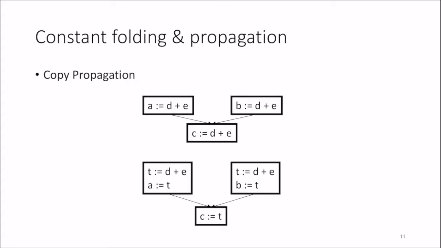Here's an example of copy propagation, where instead of doing this d plus e, I assign a variable t in both of these branches to d plus e, so I can reuse that value t here. So it's not just for constants, but you can also propagate copies of the same value. So we can see that this is a good transformation. It doesn't change the answers.